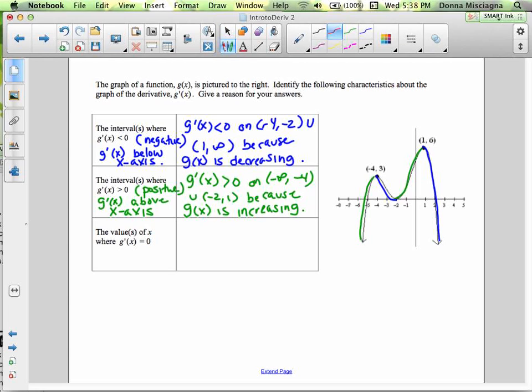So make sure you're specific as to which function you mean. And then finally, the values of x where g prime of x equals 0. Right? So that means we have a horizontal tangent line. Right? Because the derivative is the slopes of the tangent line. And in class I said it could possibly be a relative max or min, but not necessarily. You could have a place where you have a horizontal tangent and the graph just keeps going in the same direction. But not in this case. In this case, they're all relative max and mins. And so in those three places, right?